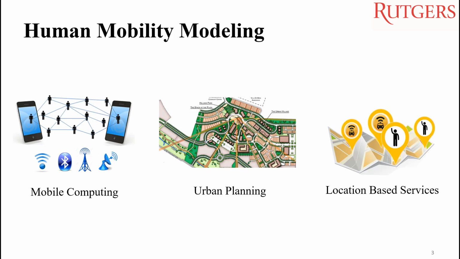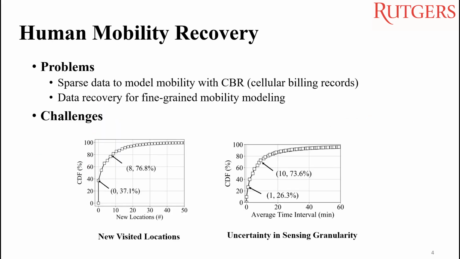As we know, human mobility modeling is important for many real-world applications, like mobile computing, urban planning, and location-based services. Cellular billing records is one of the most important data sources for human mobility modeling due to its high penetration rate and low collection cost. However, there is one major problem in cellular billing data, which is data sparsity, because the data is collected with human activities, like calling a phone or connecting through internet.